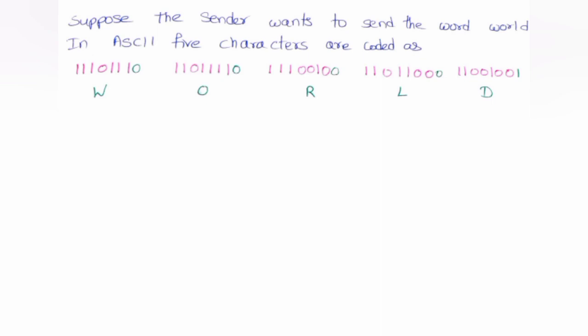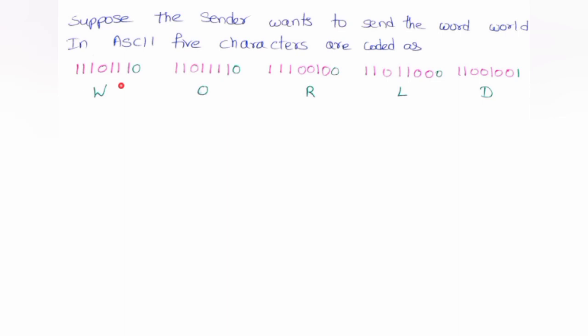So this is an example. Suppose the sender wants to send the word world. In ASCII, the 5 characters are coded as follows. This is the ASCII code for the given letter W: 1110111, and for the O 1101111 with 6 ones, and for the R 1110010, and L and D. So we need to add an even parity bit for the given message. Here for the W, the ASCII characters will be in the 7-bit format, right?